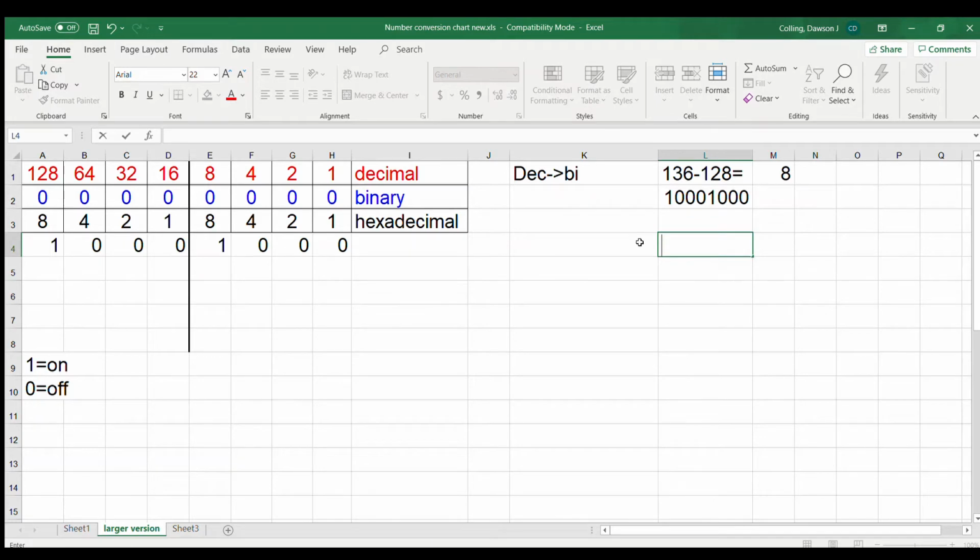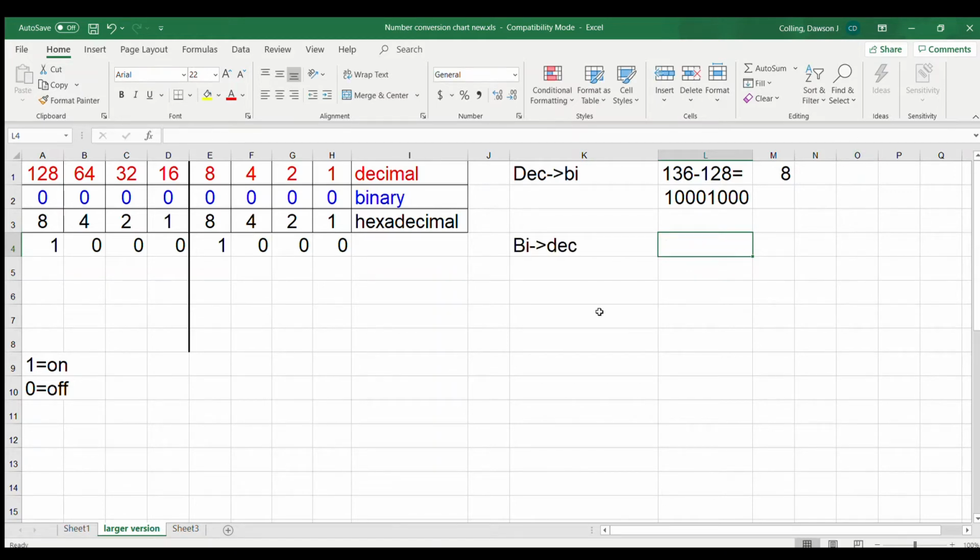We can also check our answer. So to do that, we would take the first number that we subtracted from the number that we were converting from the decimal row, which is 128. So 128, and then we would add it to the first positive number that it turned out to be, which is 8. So 128 plus 8, and that comes out to be 136. So yes, our answer is correct.